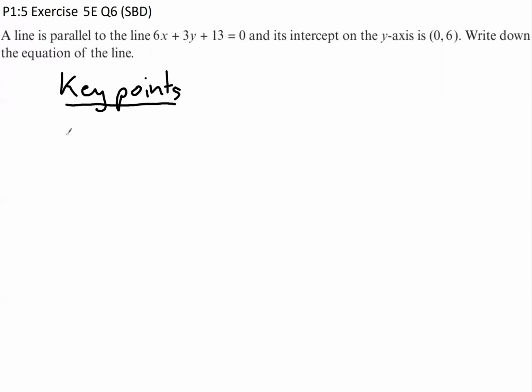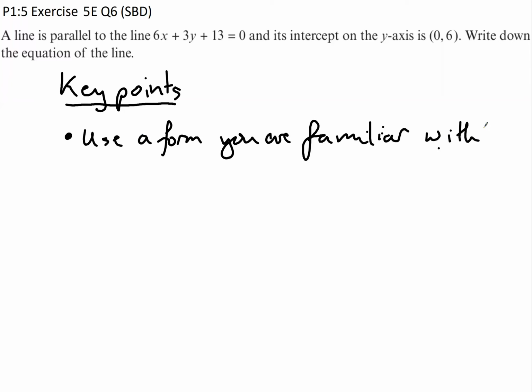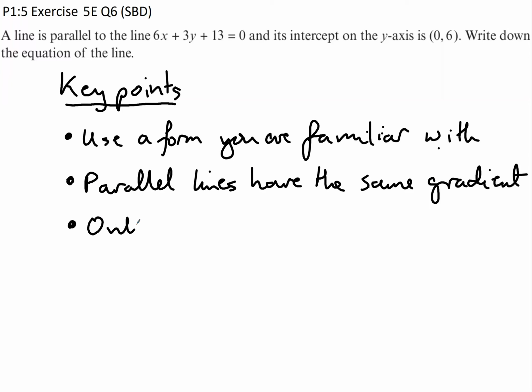So the key points are, one, that you use a form of a line equation that you're familiar with. The second one is, if they are parallel lines, they have the same gradient. Only the constant changes. So you can just write down the equation with the constant written as c, and then just substitute in and find the line.